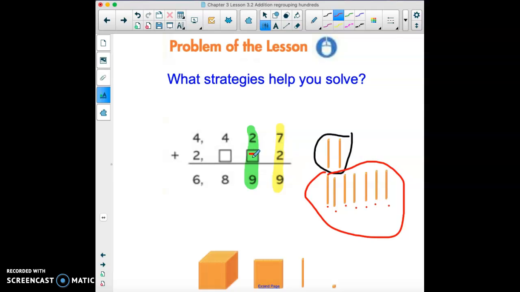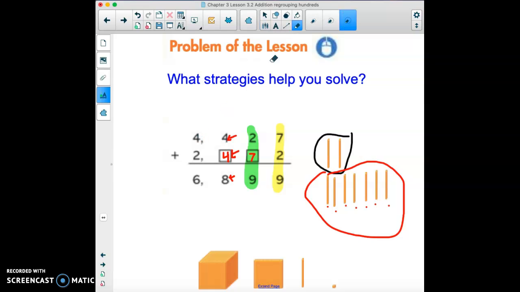If you already knew that, great job. Thanks for being patient while the kids who weren't sure figured it out. 2 and 7 makes 9. Could you use that same strategy to figure out how many hundreds we need? We're starting with 4, and we're ending up with 8. Yes, lots of kids are using their doubles facts. Great work. 4 and 4 makes 8. So 4 hundreds and another 4 hundreds will give us 8 hundreds.